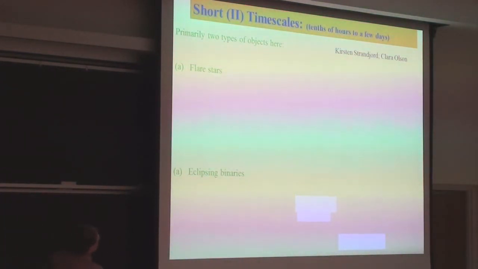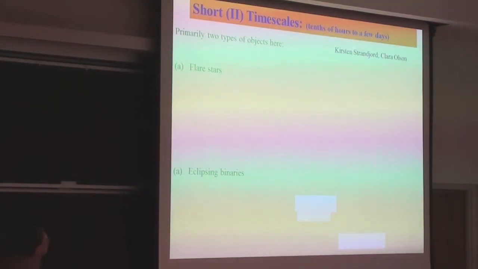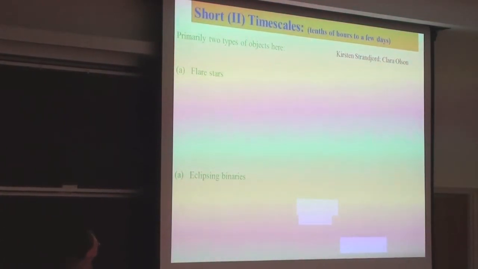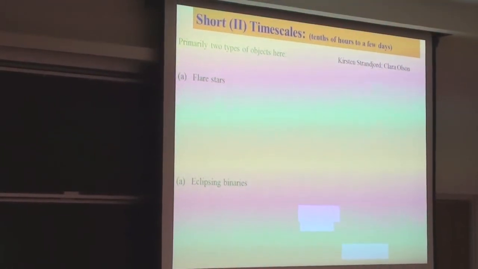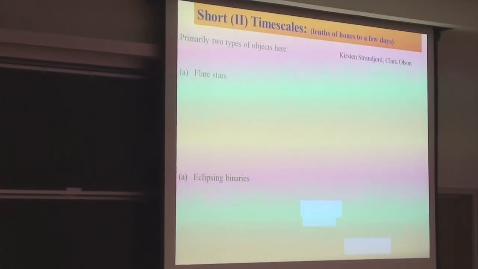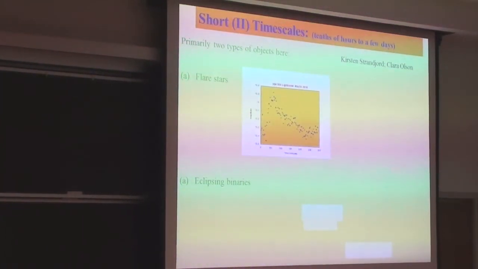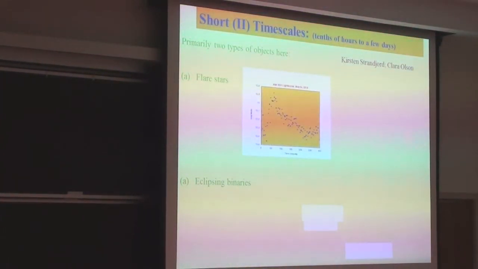Kirsten and Clara have worked on these projects. Clara's a senior right now. She's going to be a high school teacher. Kirsten is working as an engineer at Boeing right now. These are the kinds of things that we look for.